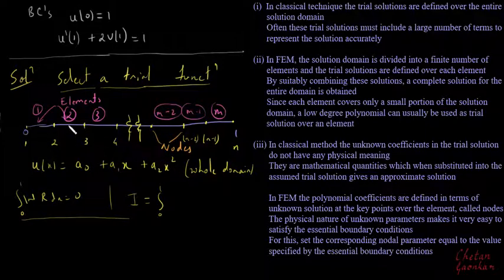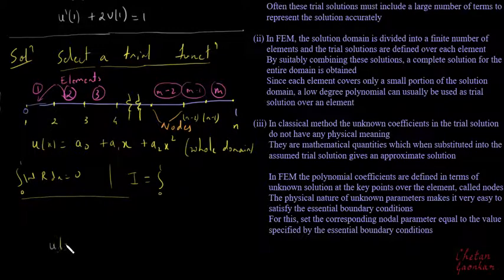We will be dividing this entire domain into small elements, and whatever the trial function is, we will define it over each element. So if I consider one typical element here, I have considered it from the total number of elements. I have just considered one element, and I have two nodes here, and let me name those nodes as node I and node J.